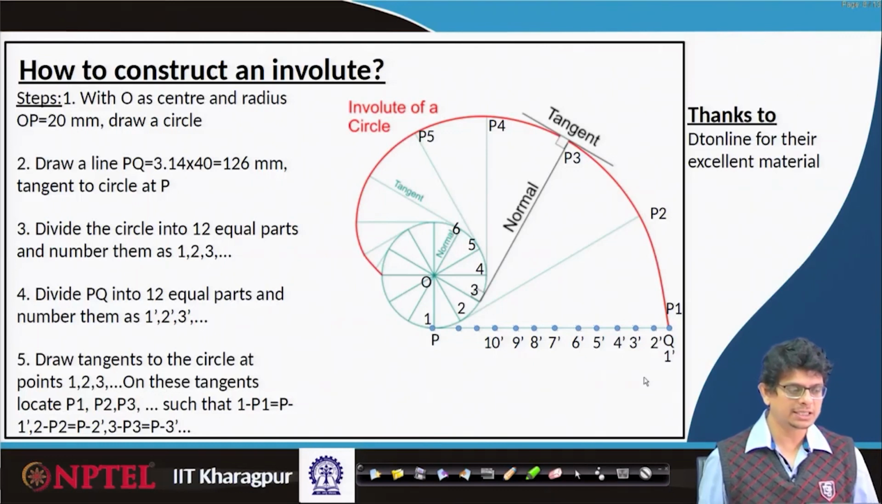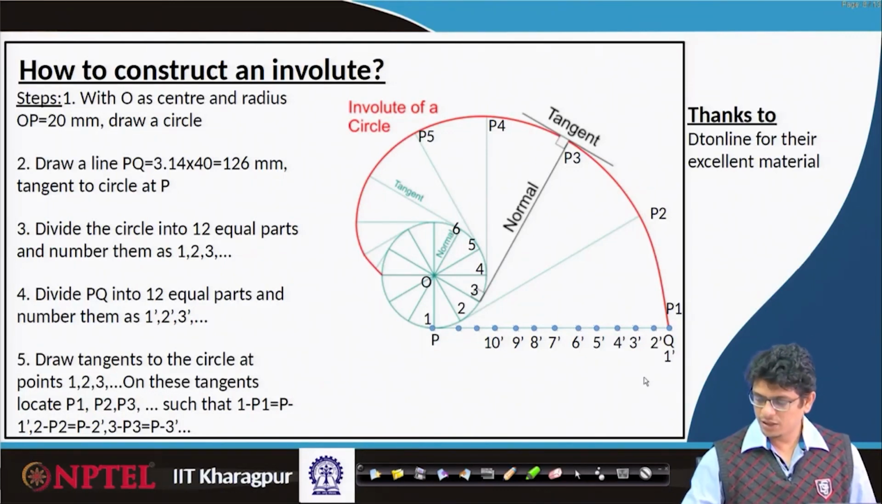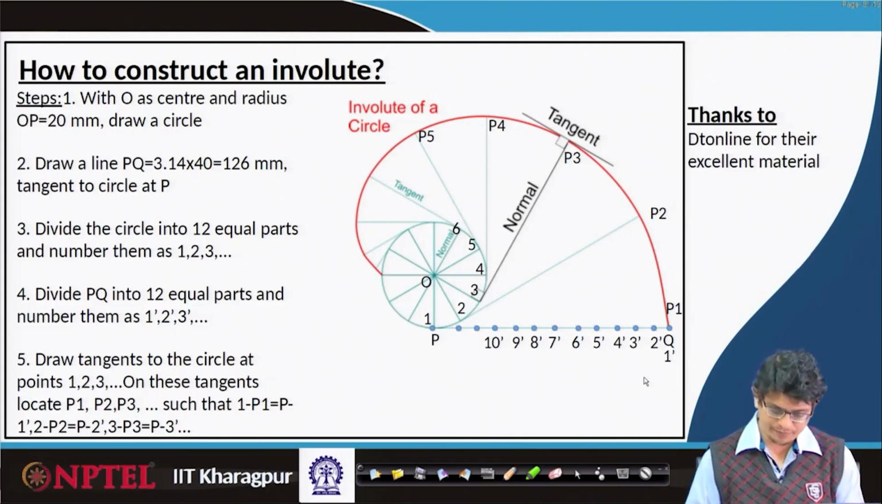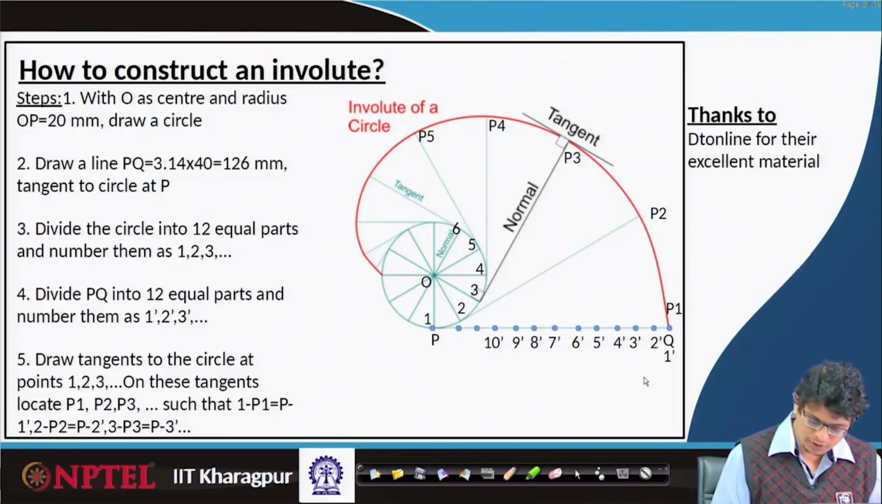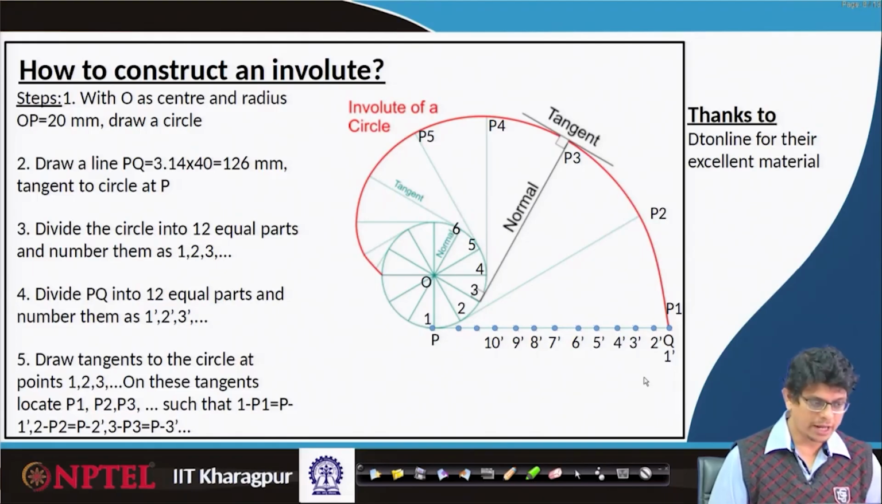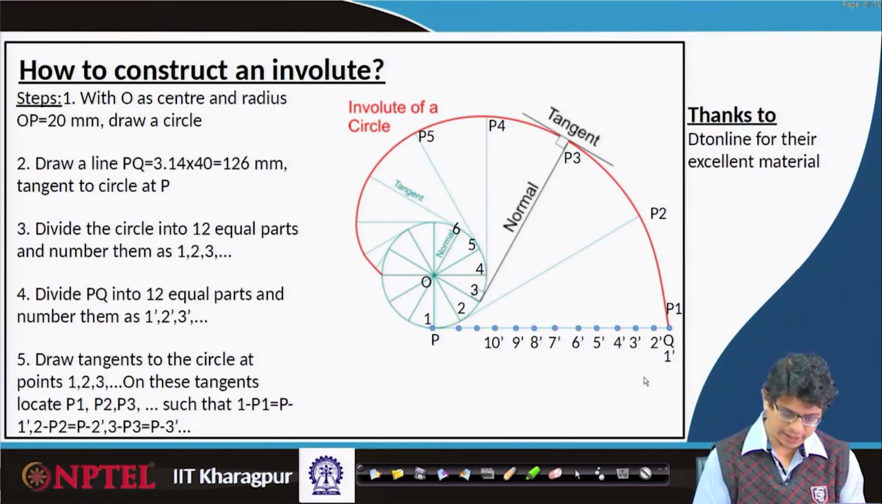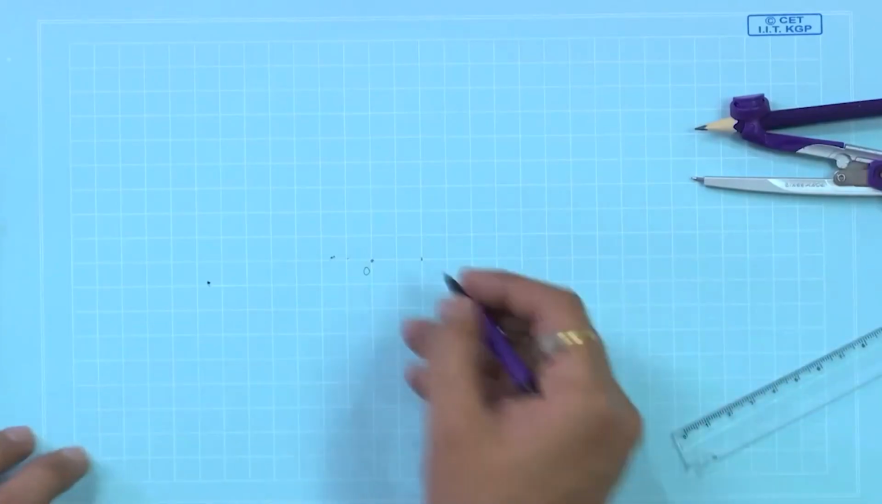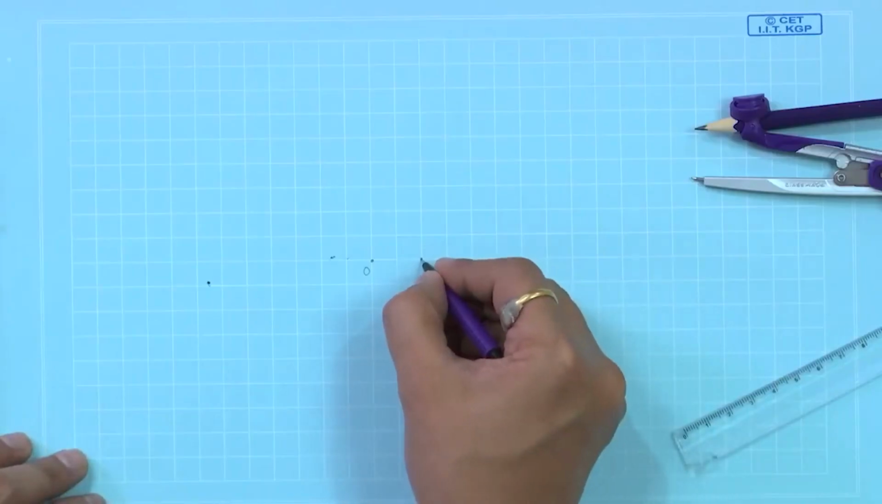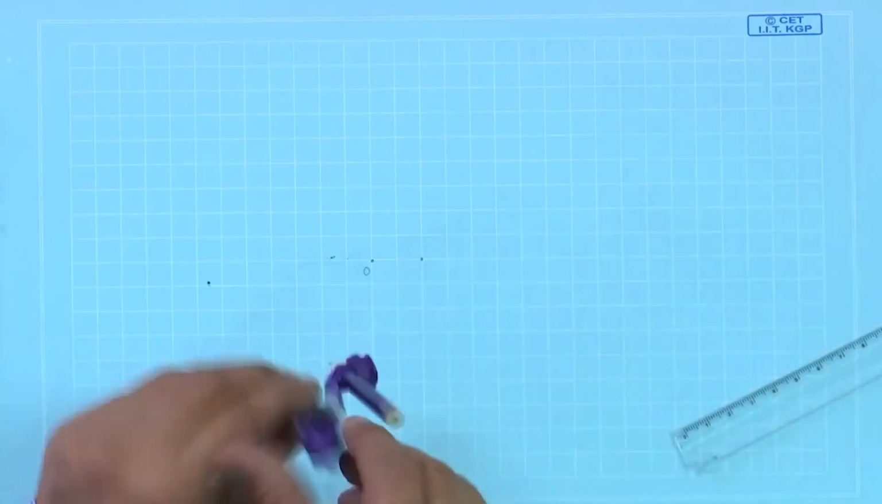So, the circle is 40 mm diameter, so we are going to construct it with a radius of 20 mm. Let us locate the point O on the drawing sheet, take 20 mm as radius, and the end point is this. Draw a circle.